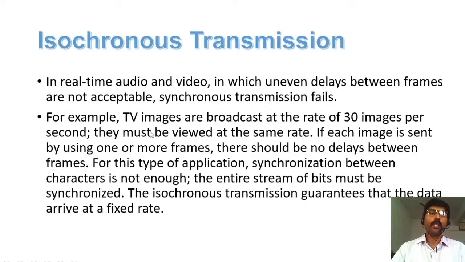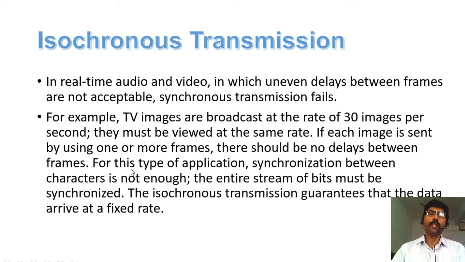For example, in TV images, 30 images are broadcast per second. All the 30 images should be viewed at the same time, so the delivery of frames should be at the same rate. If each image is sent by one or more frames, there should be no delay between the frames. If a frame delay occurs, a flickering effect may be shown on your TV.